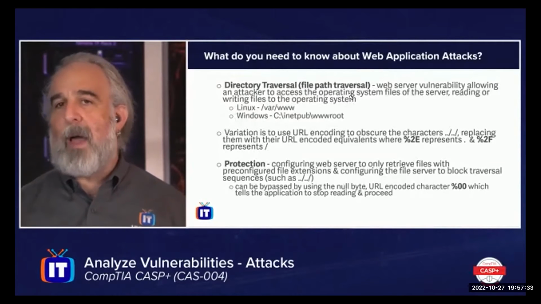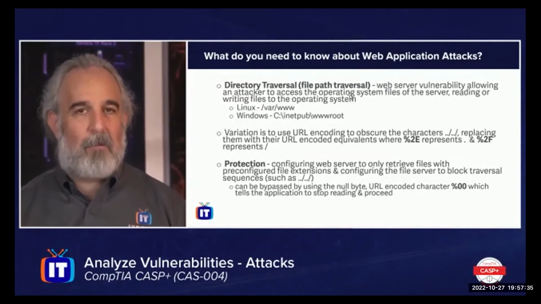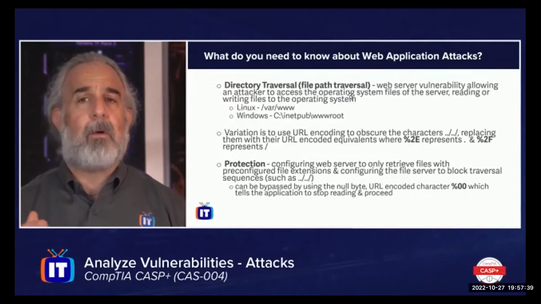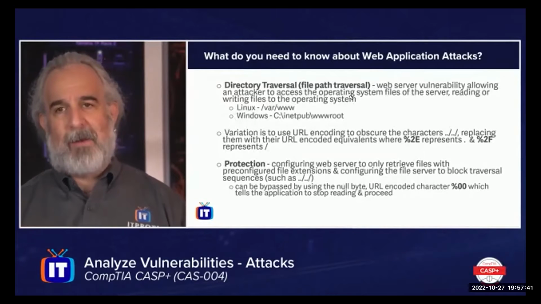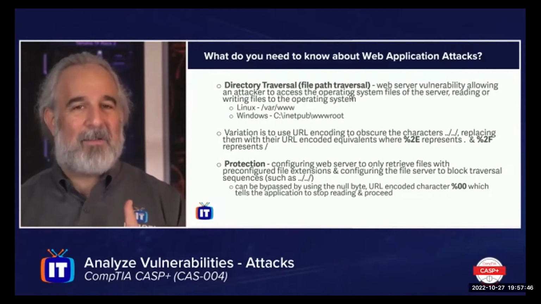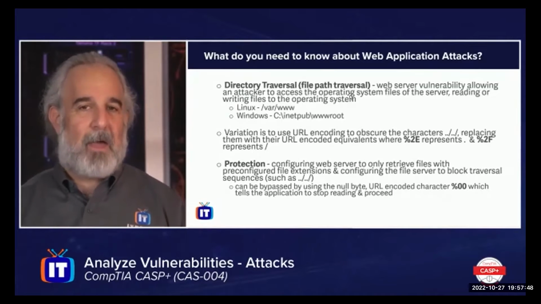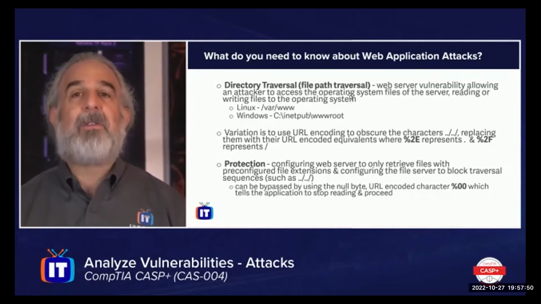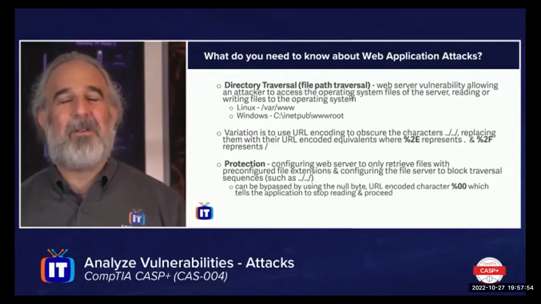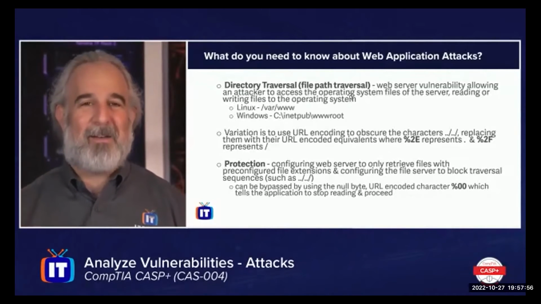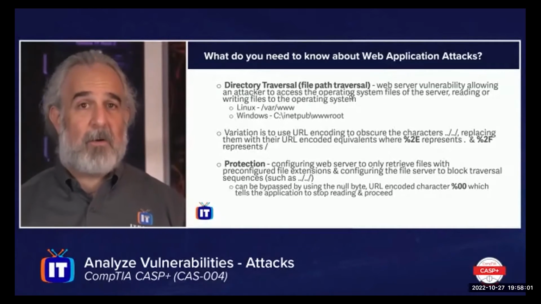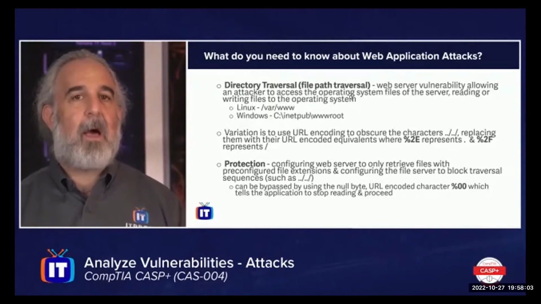We can also bypass that server block for traversal filtering by using what's known as the URL encoded character, the null byte, %00, which essentially, when it happens in the string, tells the application, in this case the web server, stop reading and proceed, meaning anything that happens after that should be ignored. Just execute the command that I've just asked you to carry out. So we may have a bunch of other stuff going on beyond that, but it is now essentially commented out.